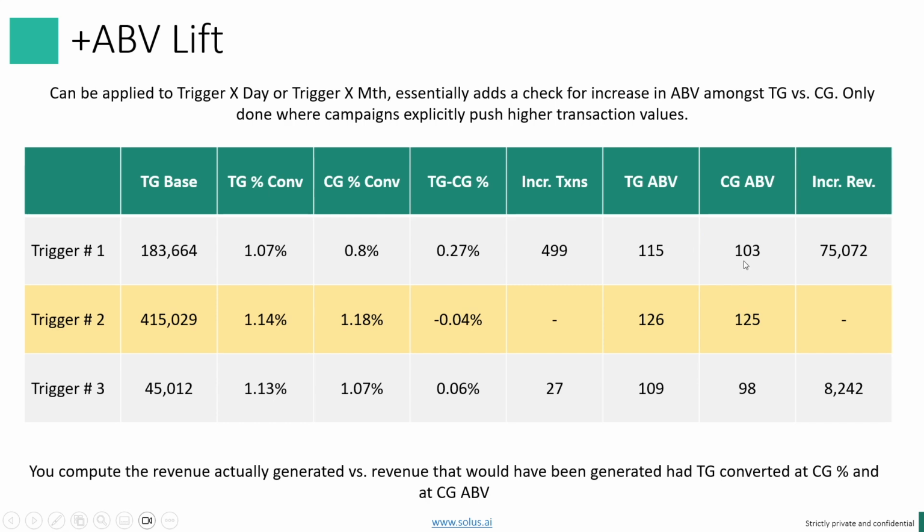So you also factor that in when you're saying, had the TG behaved as CG, I would take CG conversion percentage and CG value. What has TG actually done? You take TG conversion percentage and TG average bill value. The difference of the two will give you incremental revenue. So it's just a slightly different way of looking at incrementality, where you now look at a lift in conversion and hence number of bills, as well as average bill value.